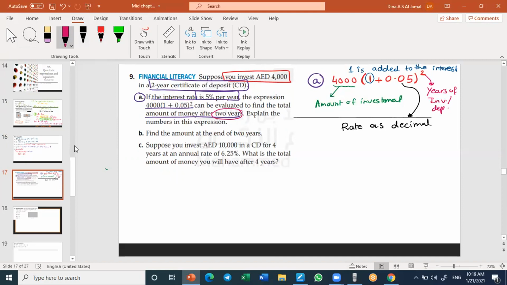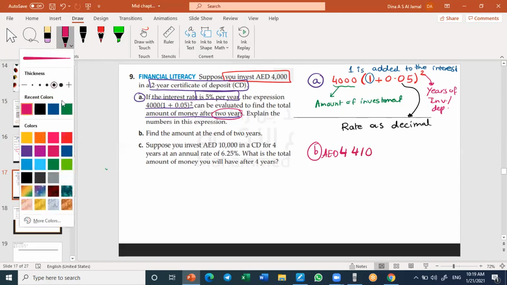So now after explaining each of them, let's go to B. Find the amount at the end of 2 years. That means he would like you to evaluate this expression. So you can just put it in your calculator and find the value of it. So it will be around 4,410 AED. Good. Now let's go to C.